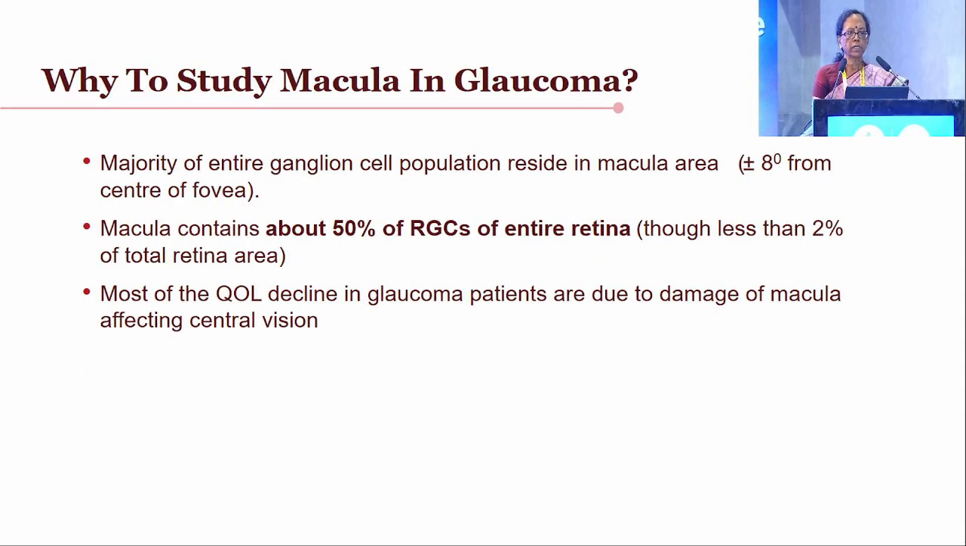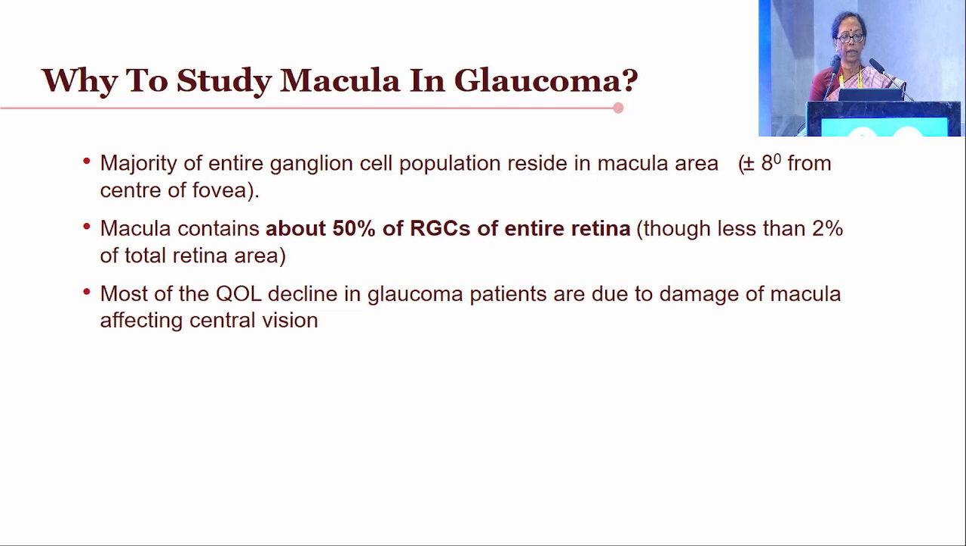So, why should we study macula in glaucoma? We know that the main pathology in glaucoma is retinal ganglion cell death. The retinal ganglion cells are dying, which is reflected in the loss of the retinal nerve fiber layer and the cupping of the optic nerve disc. And the majority of the ganglion cell population resides in the macula, which is plus minus 8 degrees from the center of the fovea. So, though the macula is only 2% of the total retina by area, it contains about 50% of the retinal ganglion cells of the entire retina.